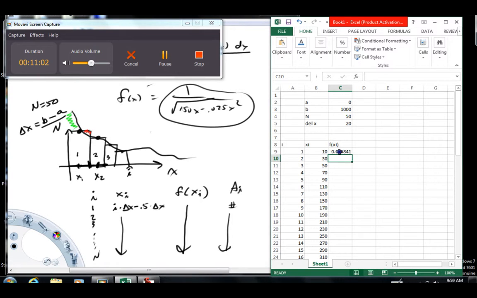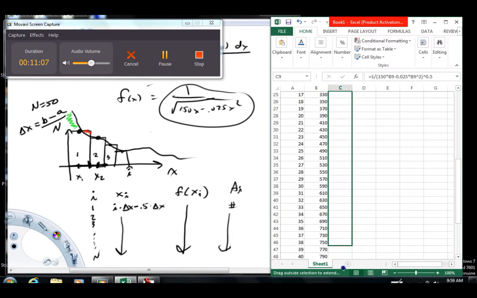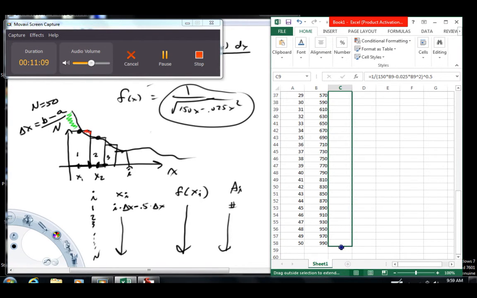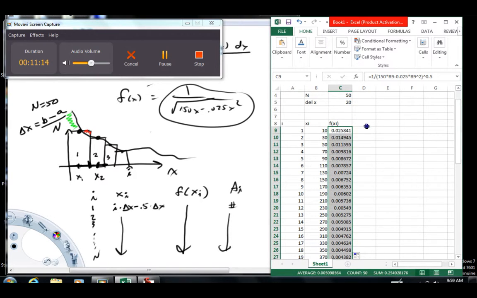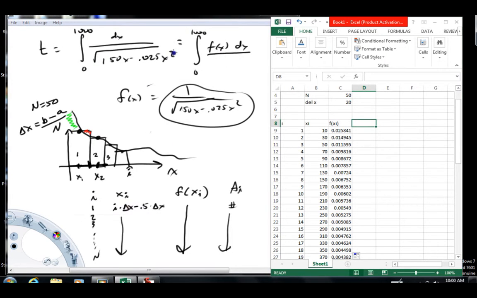There's our function. So I'm going to go ahead and drag this down, get values for that function down to 50. Okay, boom. All right, and then a sub i, because remember what we're trying to do. f of x dx is an area. We're trying to calculate the area of all these little rectangles here. So we need to take the function value times the delta x. So a sub i equals the function value.